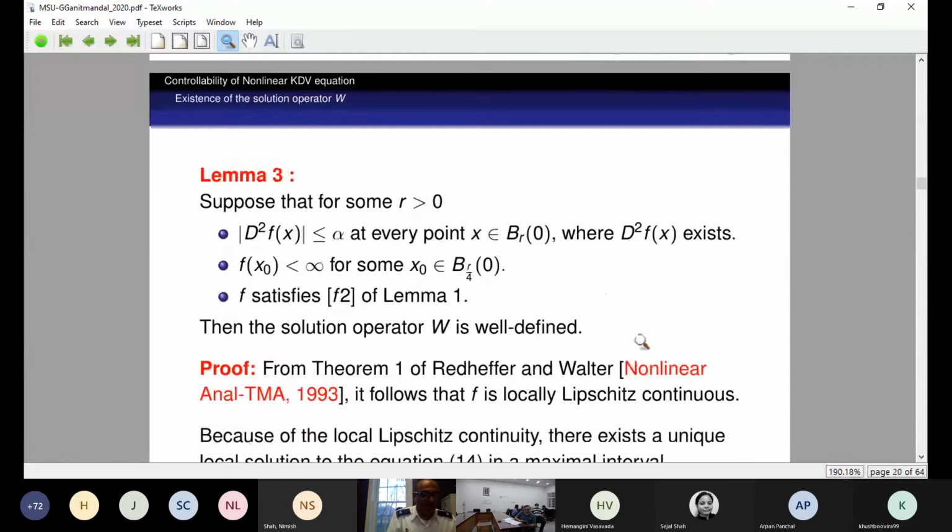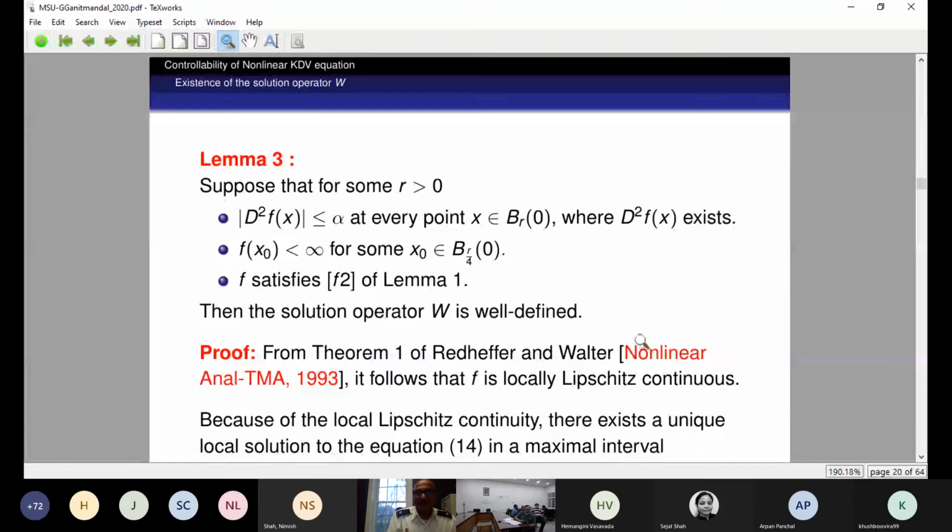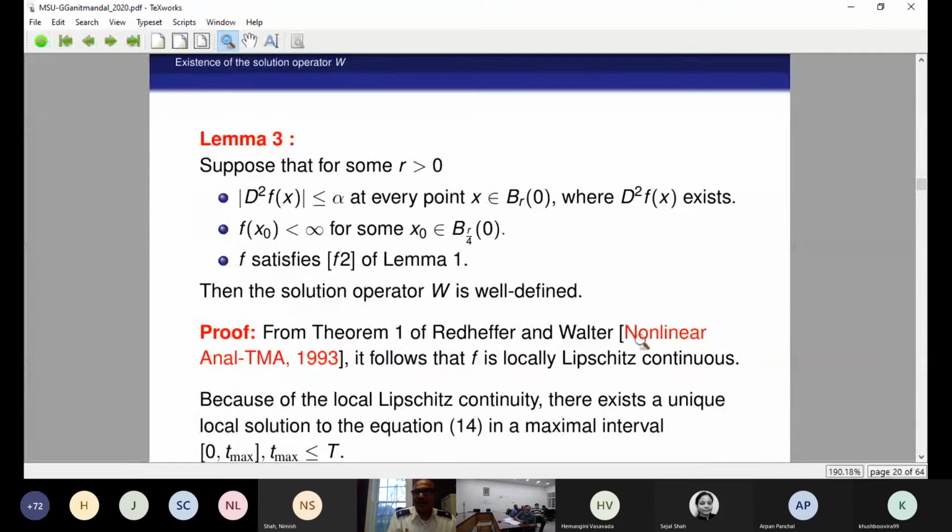Using this, I would like to go to the next part. Suppose that for any r greater than 0, the second subgradient is less than or equal to alpha, and the second subgradient does exist. The value of the function at x0 is finite, and f satisfies the growth condition. Thanks to Rutherford and Walter, they said that if these first two conditions are satisfied, then you can say that your nonlinear operator F is Lipschitz continuous. Once it is Lipschitz continuous, things are quite simple.